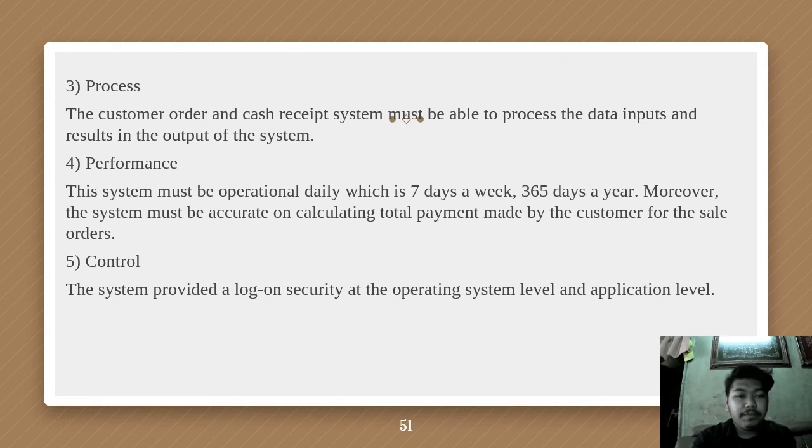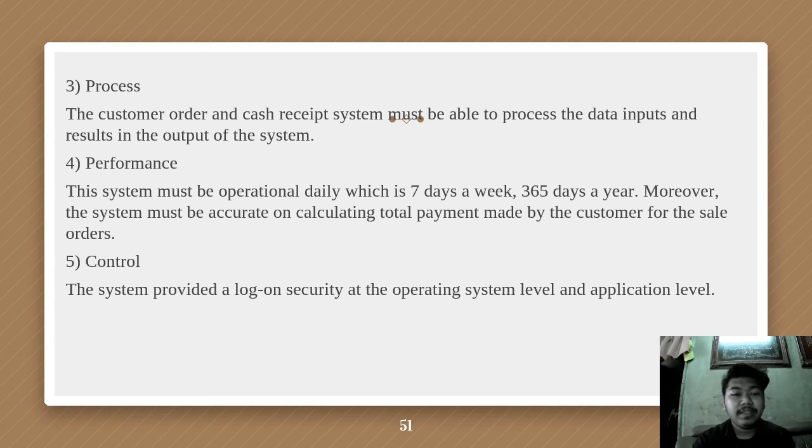And number 3, the process of the customer order and also the cash receipt must be synchronized, so that the process of data input will result in the output of the system. And number 4, the performance of the system will be partially operated daily and also must be accurate by calculating the total payment made by the customer for the sales order.